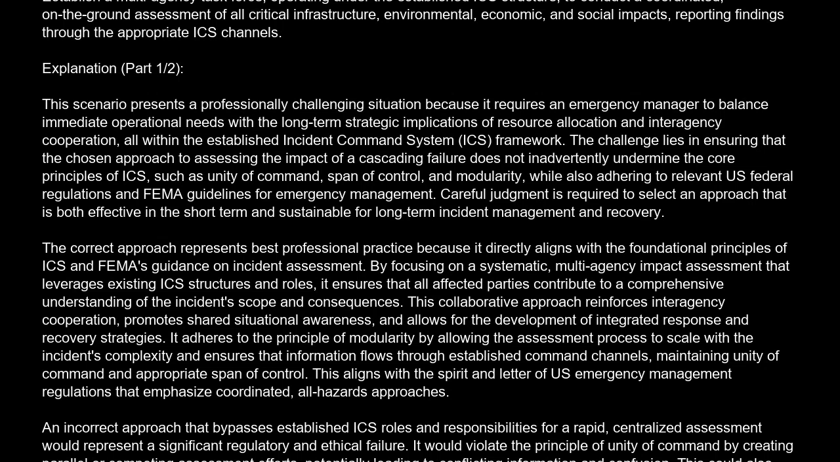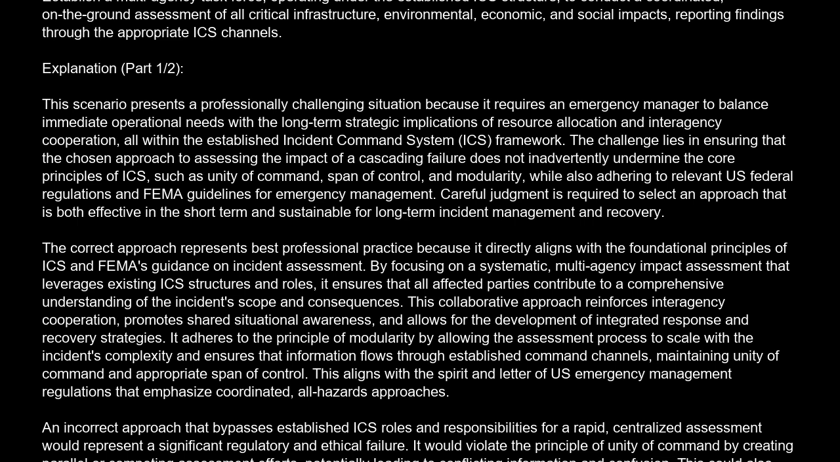The correct answer is A. Establish a multi-agency task force operating under the established ICS structure to conduct a coordinated, on-the-ground assessment of all critical infrastructure, environmental, economic, and social impacts, reporting findings through the appropriate ICS channels.